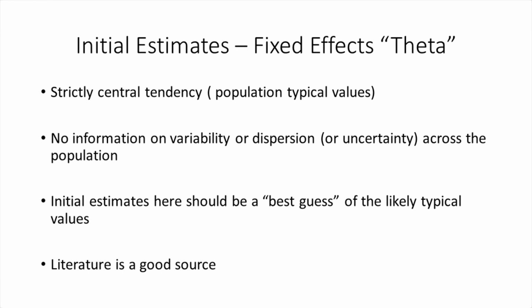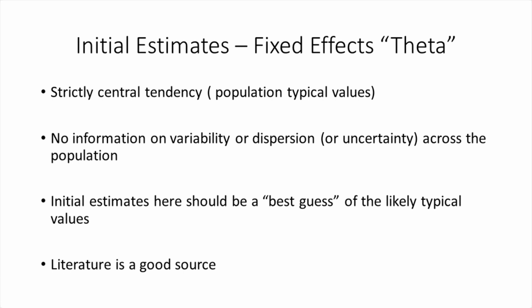So speaking a little more specifically about fixed effects, theta, or typical values, or population averages, this is strictly the central tendency, so the population typical values. You're not providing any information on the variability or dispersion or uncertainty across the population. And again, we're using a best guess. And we talked about strategies for that best guess.